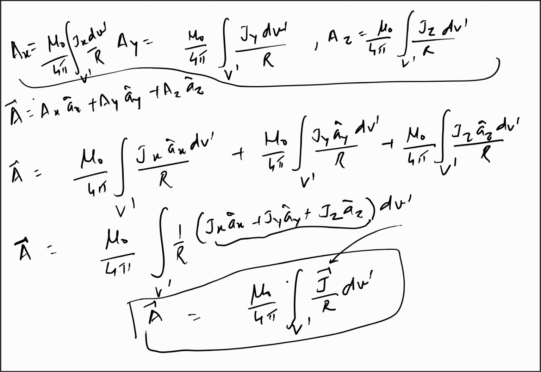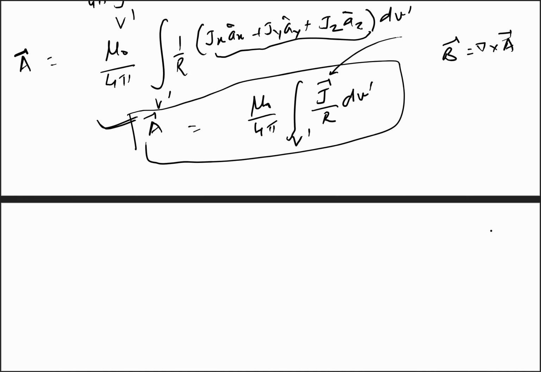And you will find that it is easier to calculate this vector potential first. From that we can find B is equal to del cross A. Now there is one good result by using Stokes theorem. Let us see what it is.